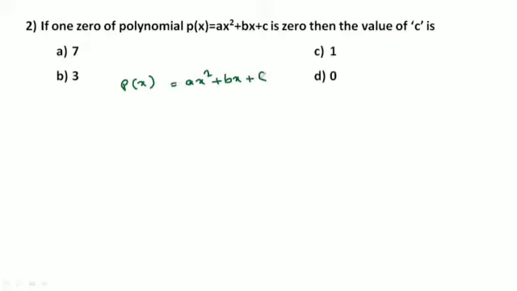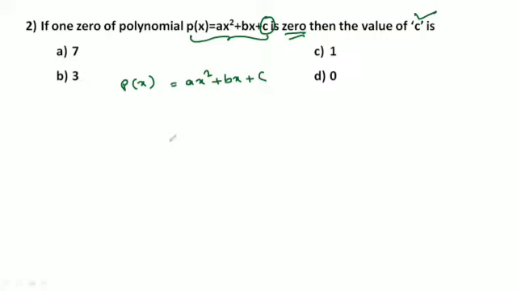In earlier classes, what we have seen, children, is that the polynomial was given directly and one zero was given, then we found the other zero. But here, children, he has given the general form of a quadratic polynomial, and one zero is given as 0. So we need to find c. What is c here? It is a constant here.